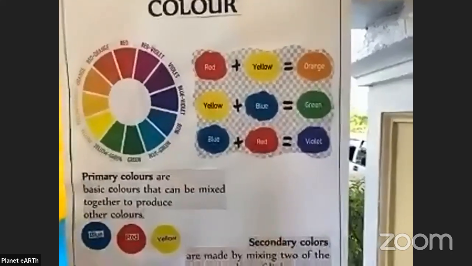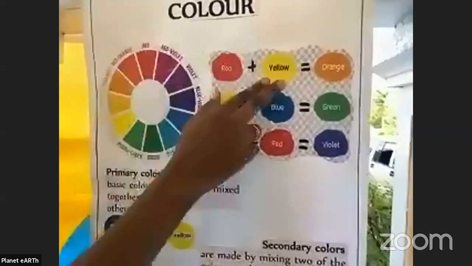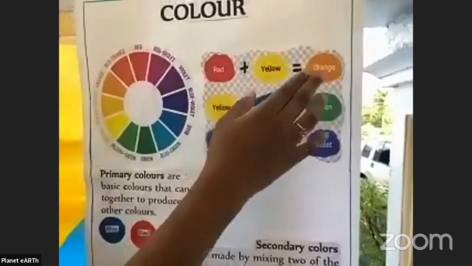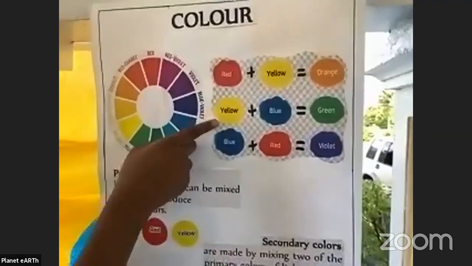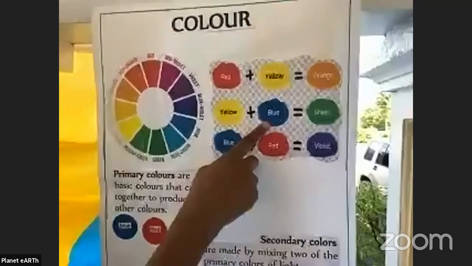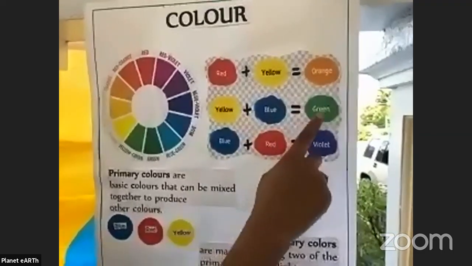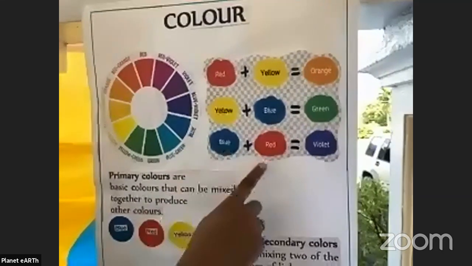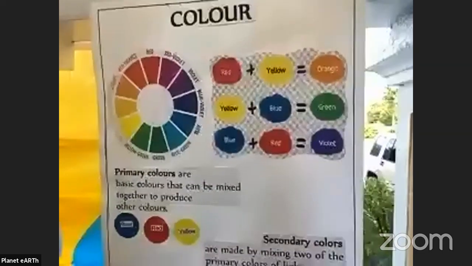So I'll go through each one. If you mix equal parts red and yellow, like I showed you, we'll get orange. If we mix equal parts yellow and blue, two primary colors, we'll get green. And if we mix equal parts of blue and red, we'll get violet, or purple.